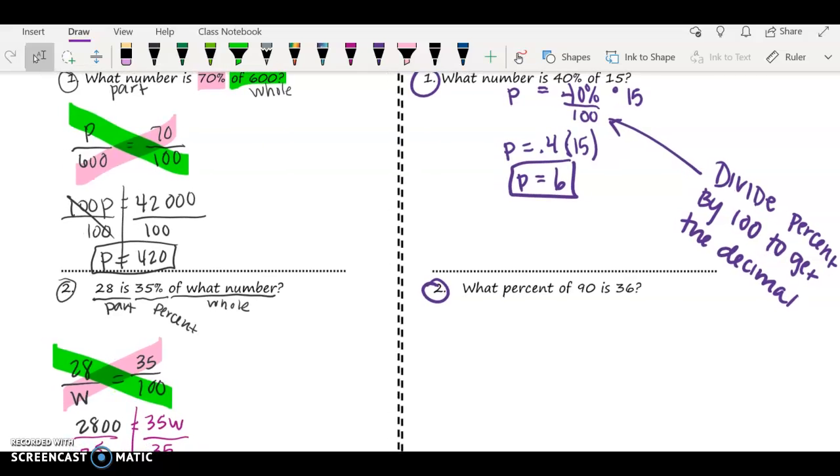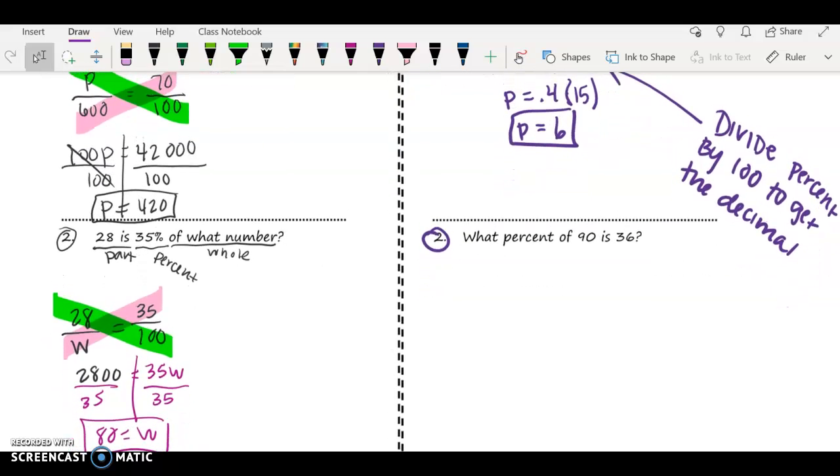All right, so let's do the next one. So what percent of means multiply 90 means equals 36. Well, we need a variable, and so we're looking for our percent. So we are going to draw a line. We don't have a percent in here, so we don't have to divide by 100. So now I can just solve for the letter P.